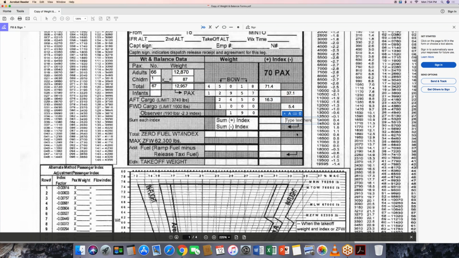All right. So, what is our negative index? Let's see. It'd be negative 44.8. Okay. And what was our positive total?